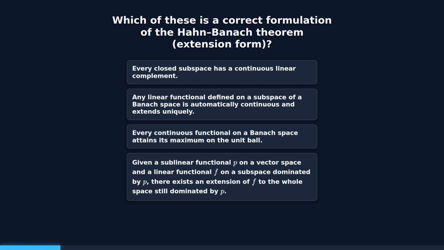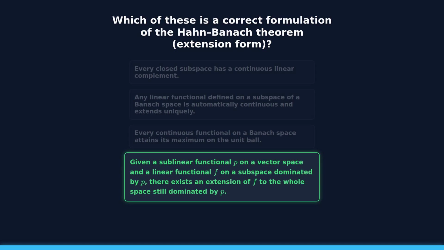Which of these is a correct formulation of the Hahn-Banach theorem, extension form? Given a sublinear functional p on a vector space and a linear functional f on a subspace dominated by p, there exists an extension of f to the whole space still dominated by p.